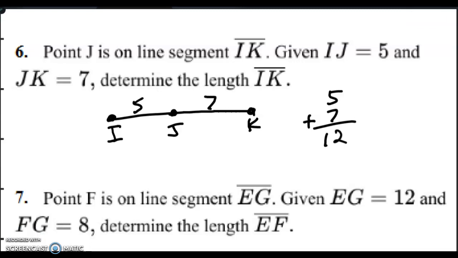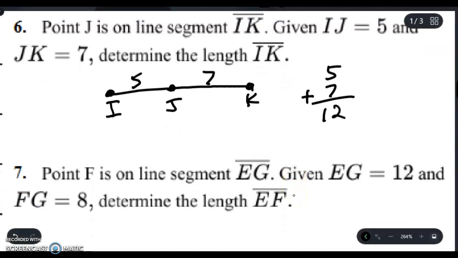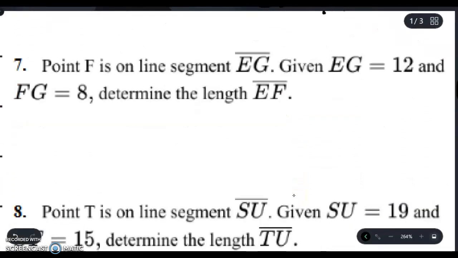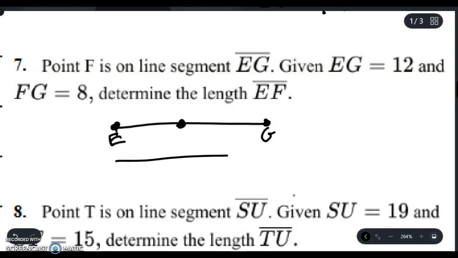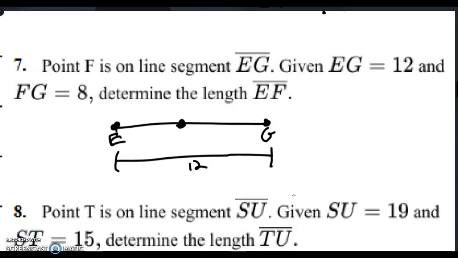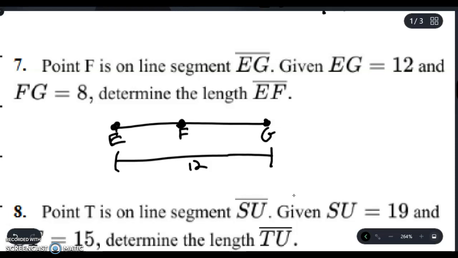Alright. Let's take a look at a couple more. Alright. So here we're going to do the same thing. I'm going to make a line segment here. I got E to G. And I got F in the middle. Somewhere in the middle. And then EG is 12. Now EG is the whole thing. This whole measurement here is 12. Right? And then FG, I forgot to put my F right here. FG is 8. Right? So what I need to know is how much is that amount?